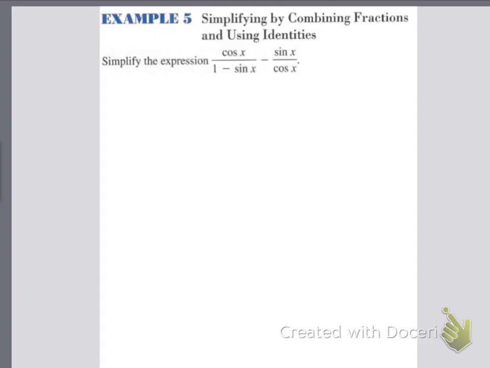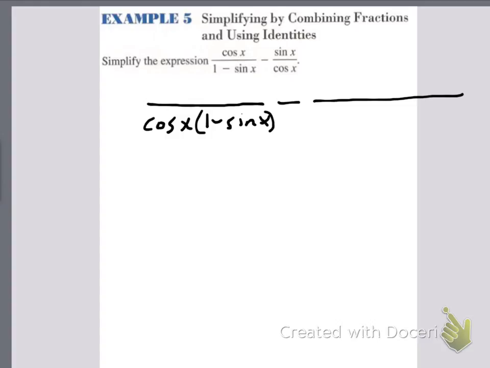It says to simplify by combining fractions and using identities. Well, we have a subtraction of two fractions, and we always want to use the least common denominator when we subtract fractions. In this case we have trig functions in the denominator, so our common denominator is going to be cosine x times 1 minus sine x. Some of you are like, how did you get that? Well, when in doubt, just take the denominators and multiply them together. It's literally that simple.